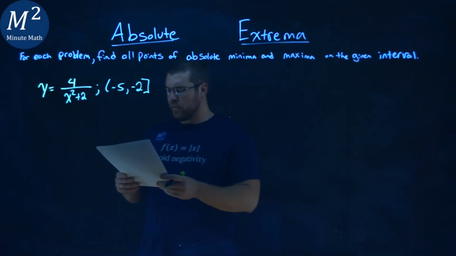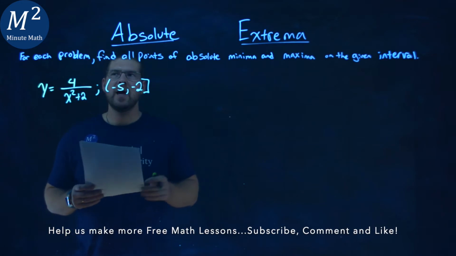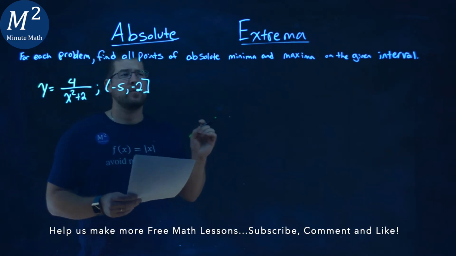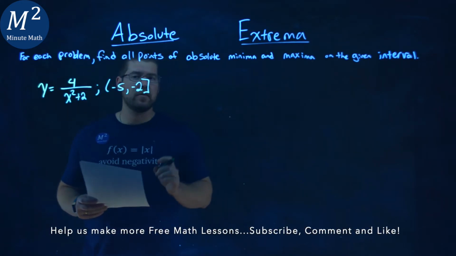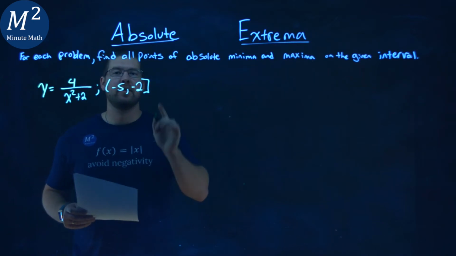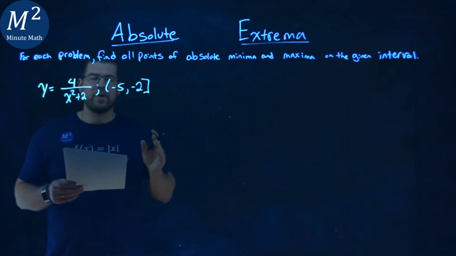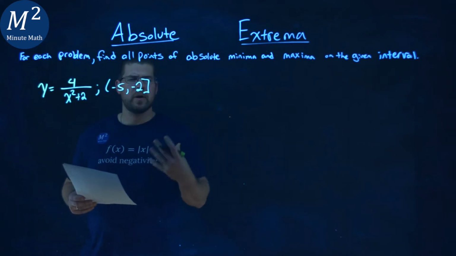We're given this problem right here, y equals 4 over x squared plus 2, and we want to find all points of absolute minima and maxima on our given interval from -5 to -2, but not including -5, but we are including -2. First thing I want to do is find my derivative here to find our critical values.